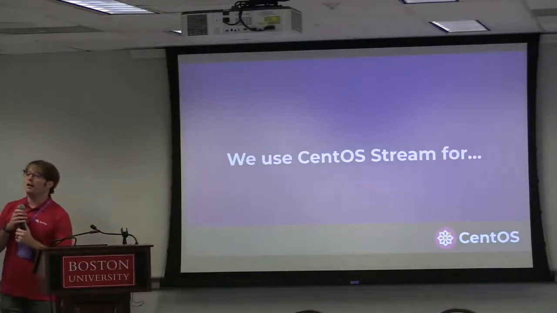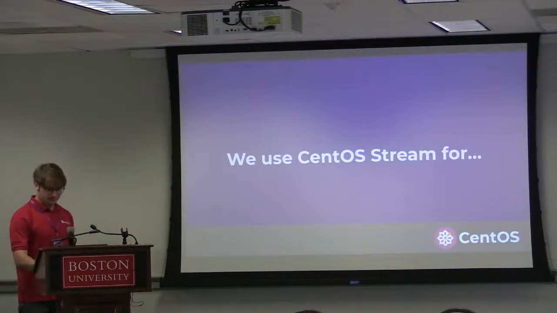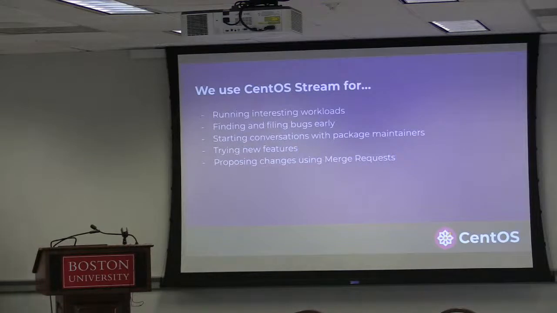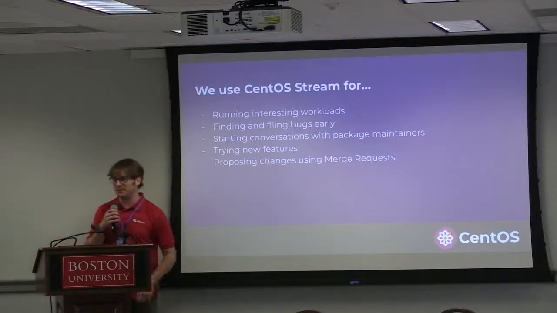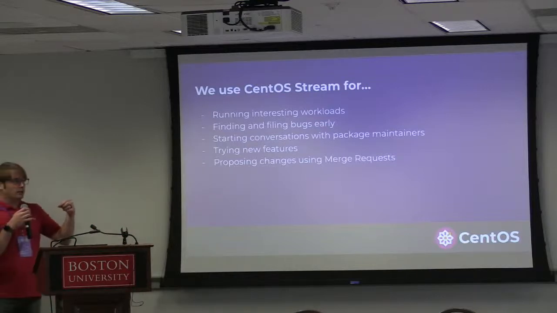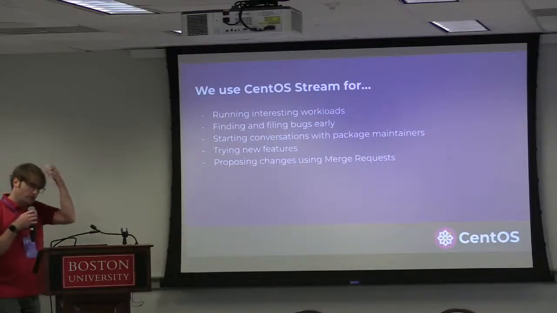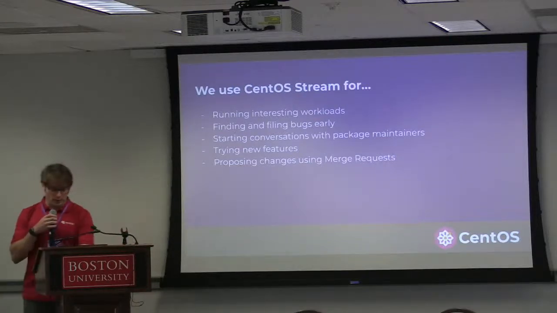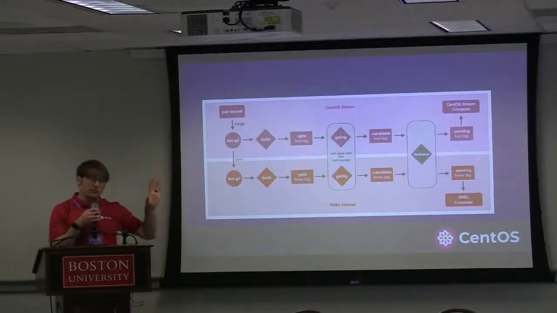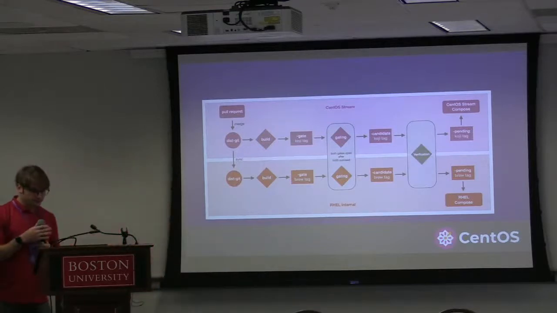So what do we use CentOS Stream for? And by we, I mean those of us who have public access to all of the bits. Running interesting workloads. We were actually just talking about a few folks that are using Stream to preview what's coming in the next minor release of RHEL. Because if you remember, since we're doing all of this stuff in parallel, everything that makes it into Stream is nominally destined for a future RHEL minor release.